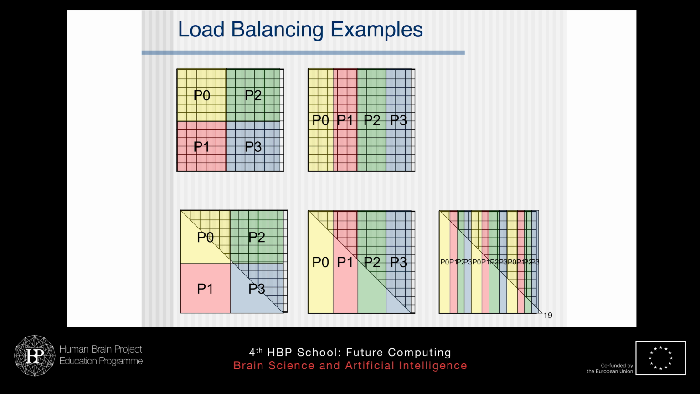But if you have, say, a cyclic distribution, you automatically get a relatively good load balancing, right? That helps you with this. So these are some considerations that you have when you distribute your data.